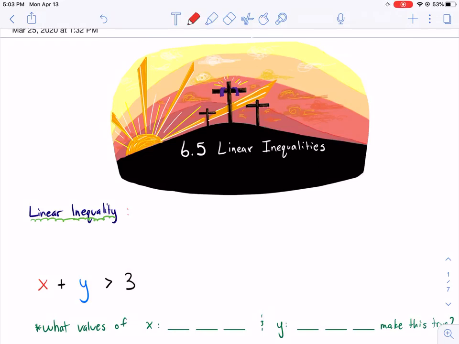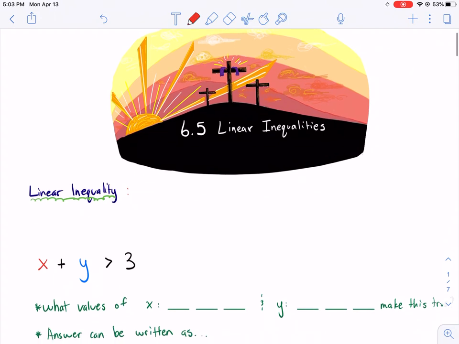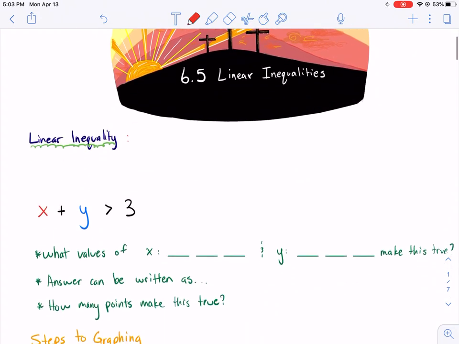Welcome back, algebra students, to 6.5 Linear Inequalities. Today we're going to be talking about what is a linear inequality. Just as the name suggests, linear, we're talking about straight lines. So if you're thinking of y equals mx plus b or anything in the x and y coordinate plane, that's what we're talking about. And inequality, obviously talking about less than, greater than.